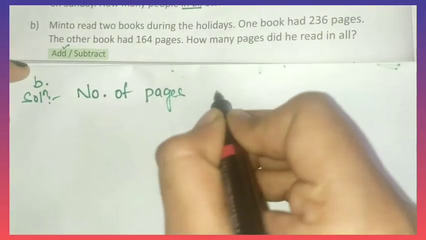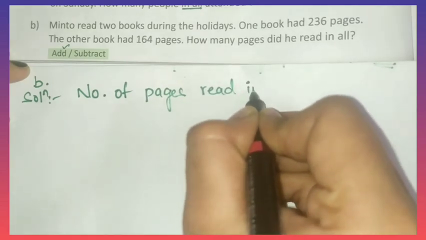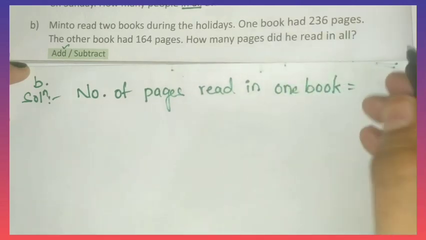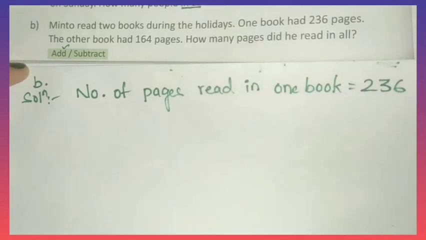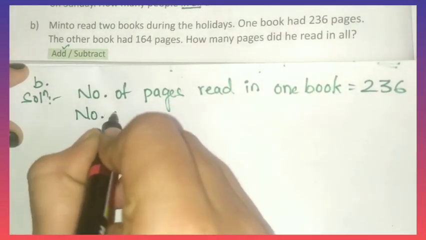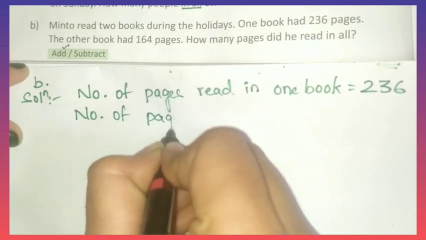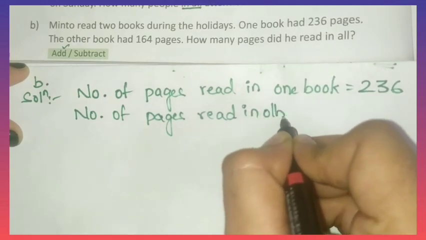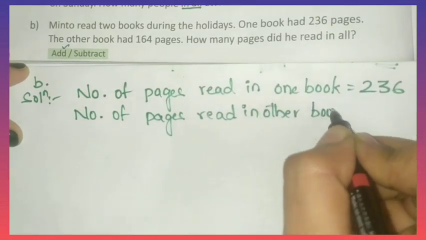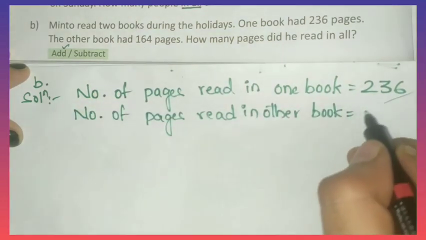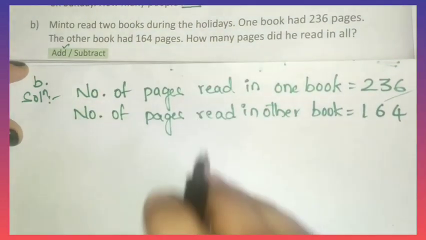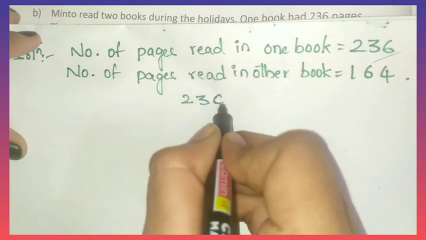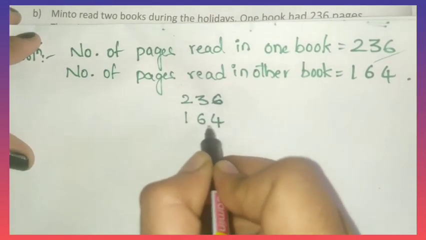Now B solution. Number of pages read in one book. How many pages he read in one book? 236. And number of pages read in other book. He read 164. Now we have to do this addition. 236 plus 164.